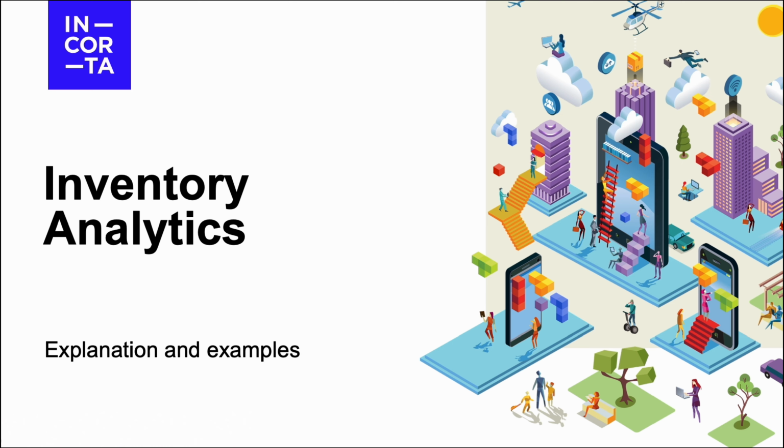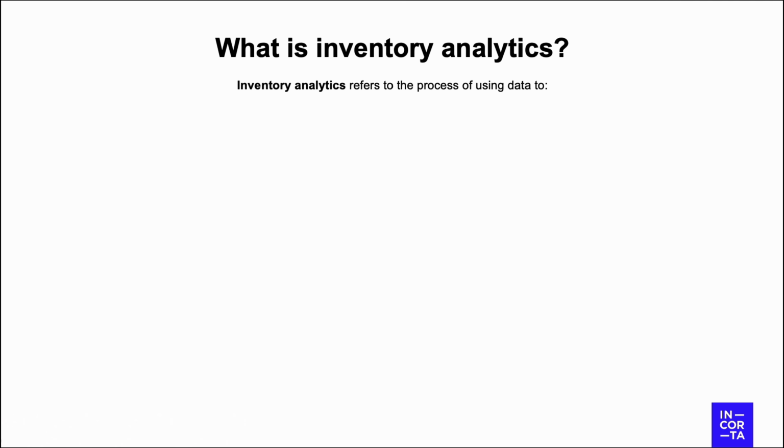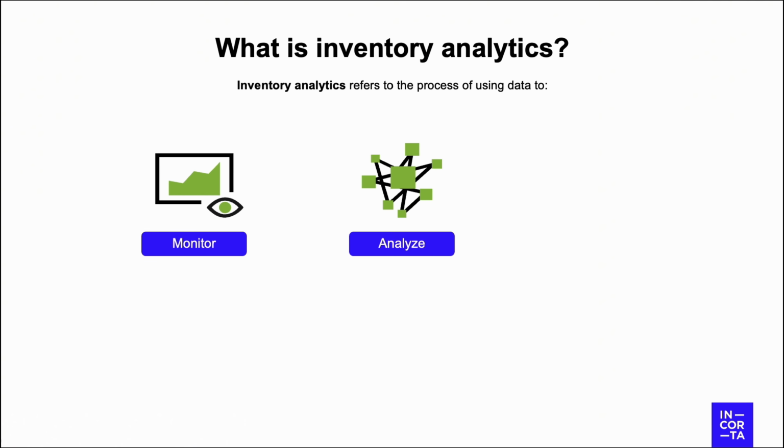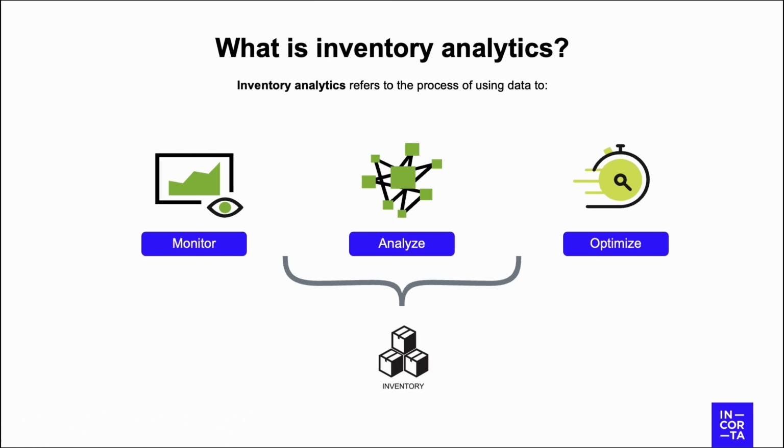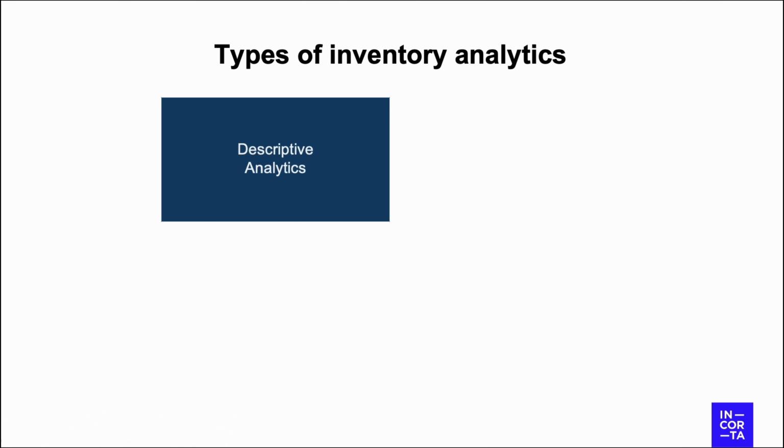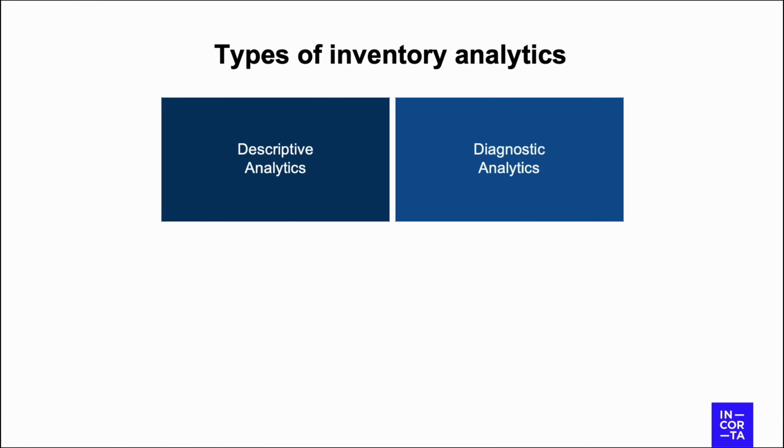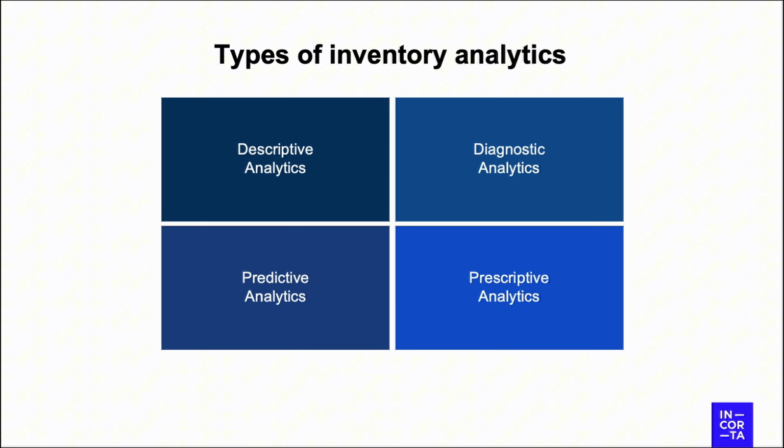Inventory analytics refers to the process of using data to monitor, analyze, and optimize inventory. There are four types of analytics when we're dealing with inventory. They are Descriptive, Diagnostic, Predictive, and Prescriptive. Let's see an example of each so we can understand them a little bit better.